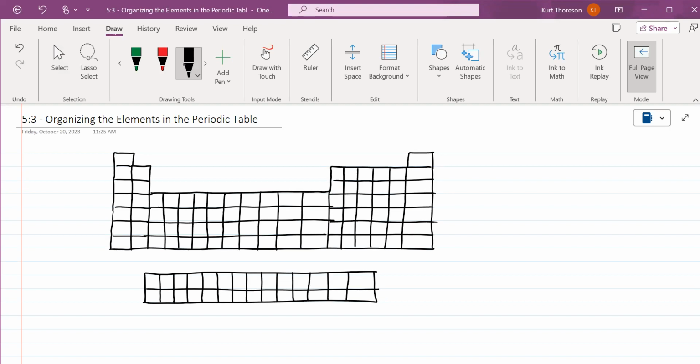Doesn't have to be perfect or everything be evenly spaced. Kind of help you along. The D block has 10 columns. The P block has 6. The S block has 2. The F block has 14.